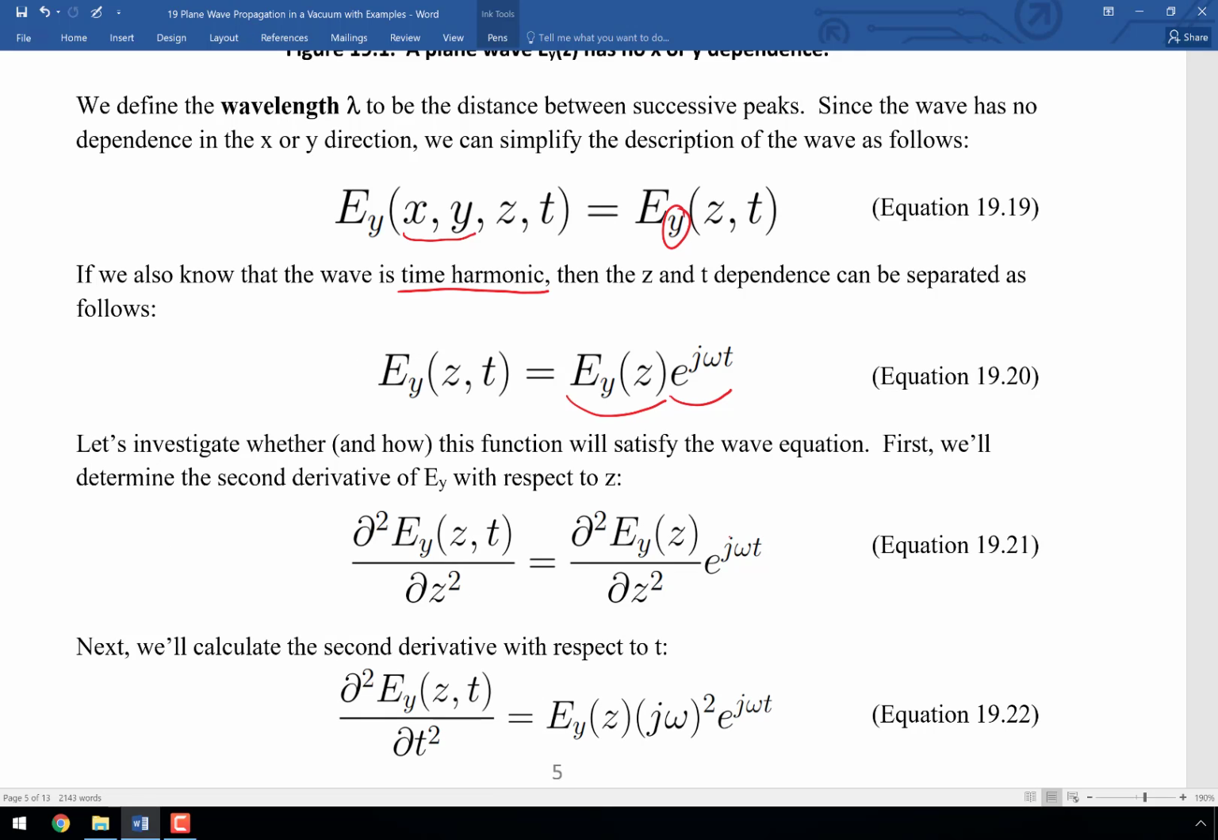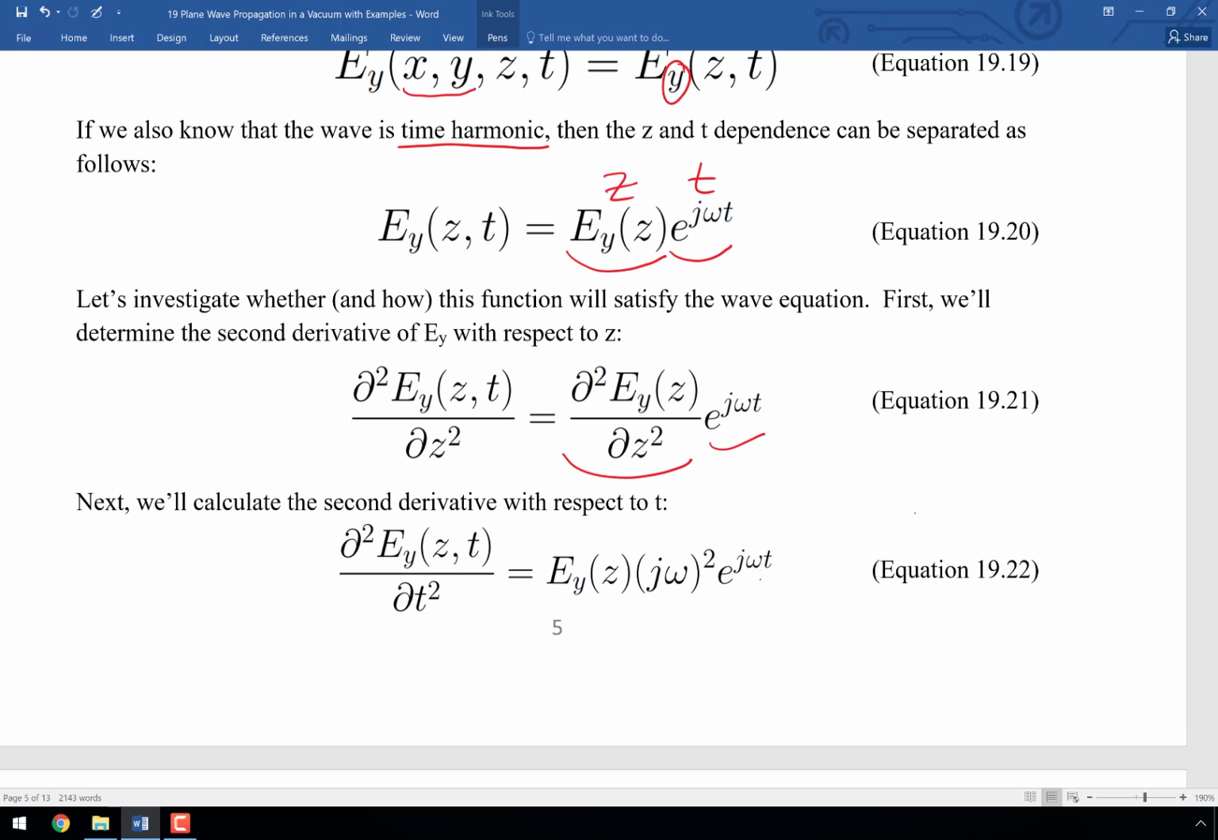So we're going to start out by calculating the second derivative of e sub y with respect to z. Well, this is the z part of it right here, and this is the t part of it right here. If you're calculating a partial derivative, then the t part of it is going to remain unchanged, and the derivative is all going to be applied to the z part of it. And so that's why you can see that the z has picked up a second derivative here, but the e to the j omega t has remained unchanged.